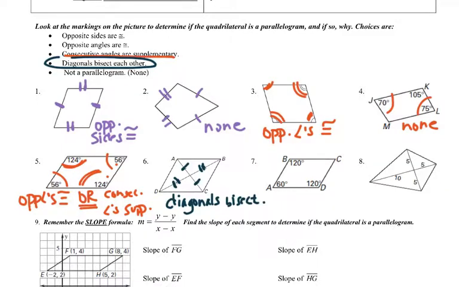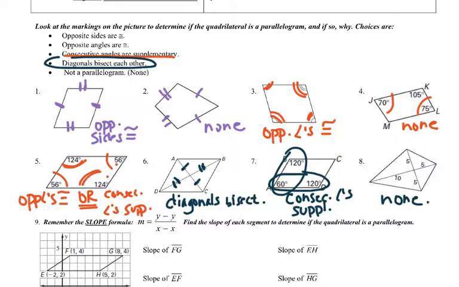Now number 7 is a little tricky. You might think it's opposite angles. Number 7 has to be consecutive angles supplementary because they didn't give us the measure of that angle, but we know we have this pair of consecutive angles supplementary and this pair of consecutive angles supplementary. You can probably tell by looking at number 8 that it's a none because it doesn't look like a parallelogram, and sure enough we've got this diagonal bisecting but not this one, so that's a none.